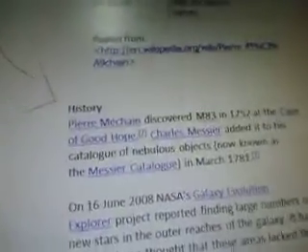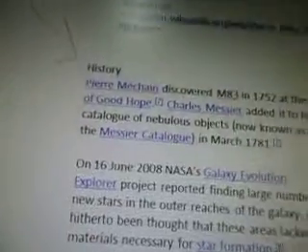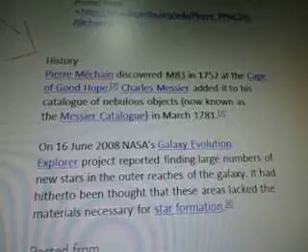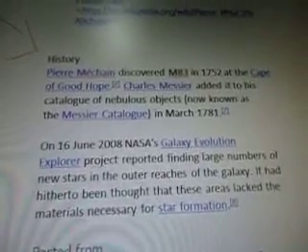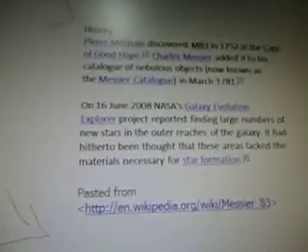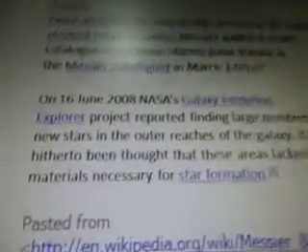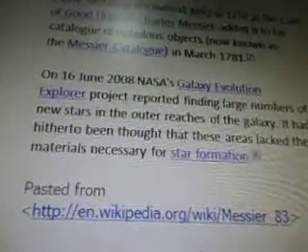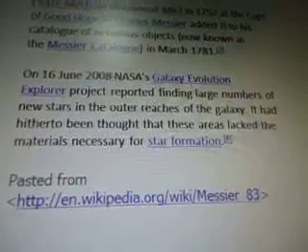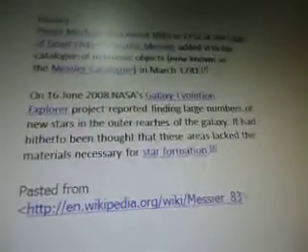The history of Pierre Méchain. He discovered M83 in 1752 at the Cape of Good Hope. Charles Messier added it to his catalogue of nebulous objects known as the Messier Catalogue in March 1781. Maybe they didn't know each other. I don't know. And on June 16, 2008, NASA's Galaxy Evolution Explorer project reported finding large numbers of new stars in the outer regions of the galaxy. It had hitherto been thought that these areas lacked the materials necessary for star formation.